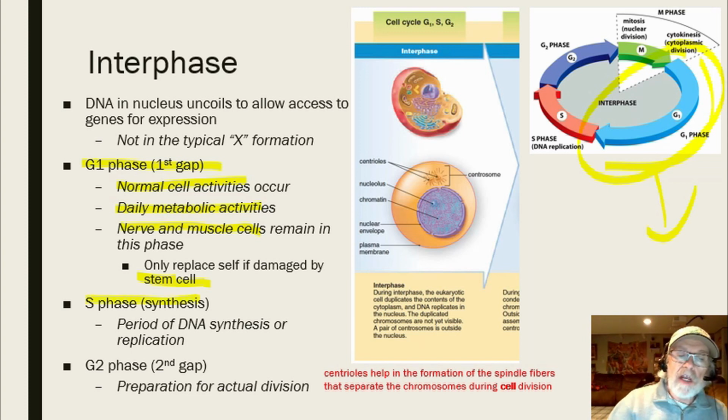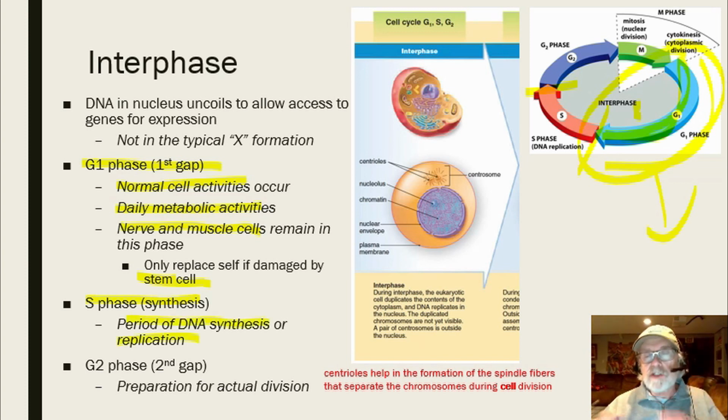S phase is the period of DNA synthesis or replication. So what do we have? We have, and again, G1 can be very long. What happens is everything's happening normally. Chromatin, not X-shaped chromosomes and stuff like that. In the S phase, what happens is the DNA is being synthesized or replicated, okay? They actually start to read it.